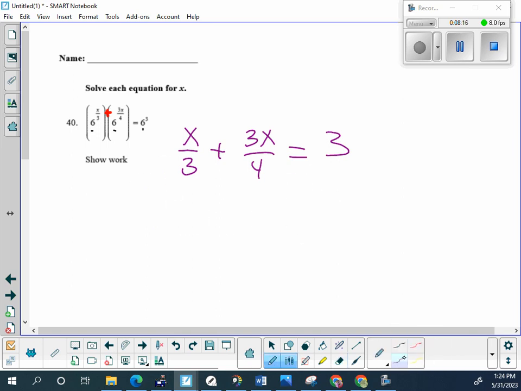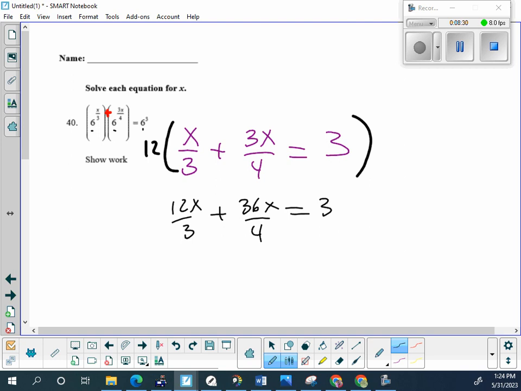When we solve the purple, we have a 4 and a 3. That's a common denominator of 12. I'm going to multiply everything by 12. So you could do it this way: 12x over 3 plus 36x over 4 equals 36. Keep going, and this reduces to 4x.